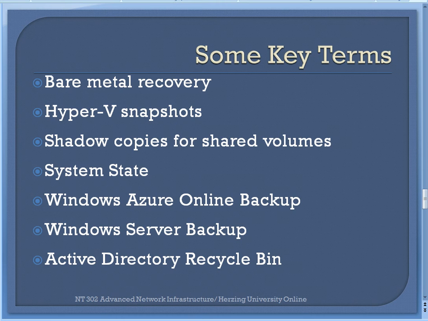The next term you see here on this slide, system state. This is a Windows Server backup configuration option that backs up all of the files needed to restore Active Directory. Next term you see is Windows Azure Online Backup. This is a Server 2012 feature that allows an administrator to back up files to the cloud-based storage option that is offered by Microsoft. Windows Server Backup. This is a Windows Server feature that can be used to back up and restore a server.